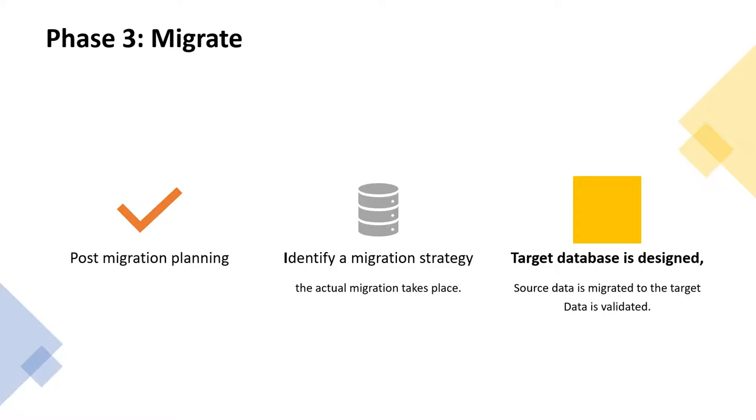Migrate, this is the third phase. So we already discussed PP, which is prepare and plan, and we are on migrate. This is the third phase wherein we have to think a lot about the post migration planning. When the migration is done, what all steps I have to do. You have to identify a migration strategy in the migrate step, and you have to design your target database.